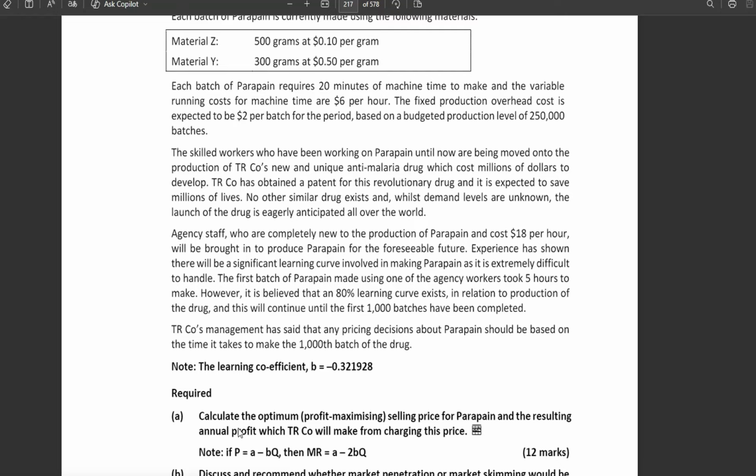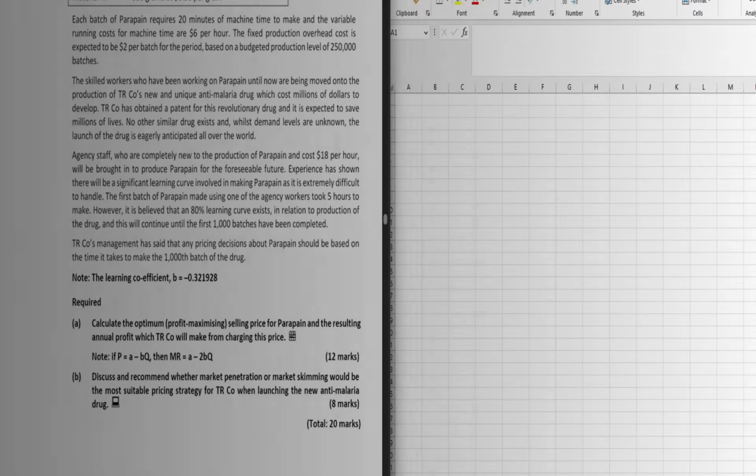I hope you somehow got to know the background, what the company is trying to do, and the lots of information they have already provided. Now it's time to perform the calculation, which carries 12 marks. Okay. So now let's move to the calculation part.